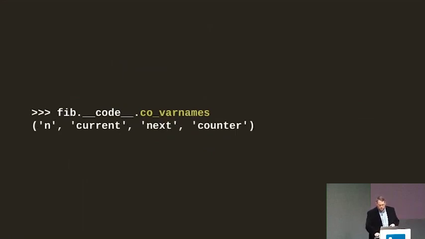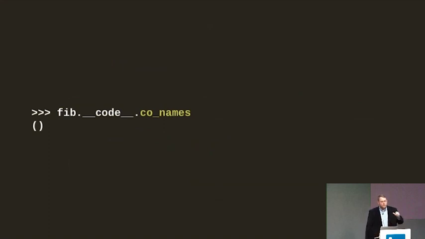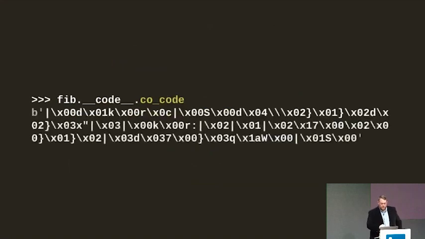That's in there. There's another attribute on here called co_varnames. This is a tuple that contains all the names of variables that are referenced in the body of the function, local variables to the function. We have that argument, n, we have variables current, next, and counter that were used inside that function. There's another one called co_names. Fibonacci function didn't use any of these. This is where you're going to find any non-local names or things that need to be referenced inside the body of that function.